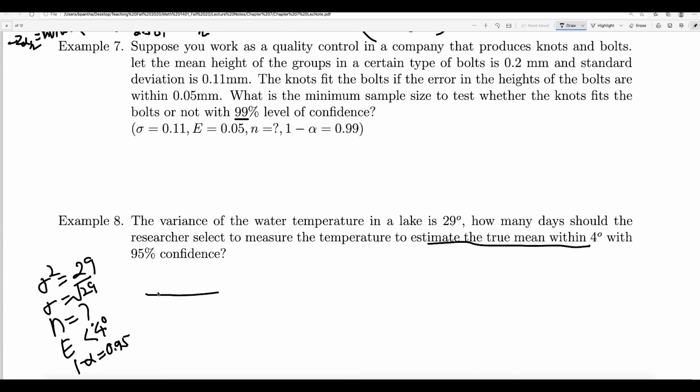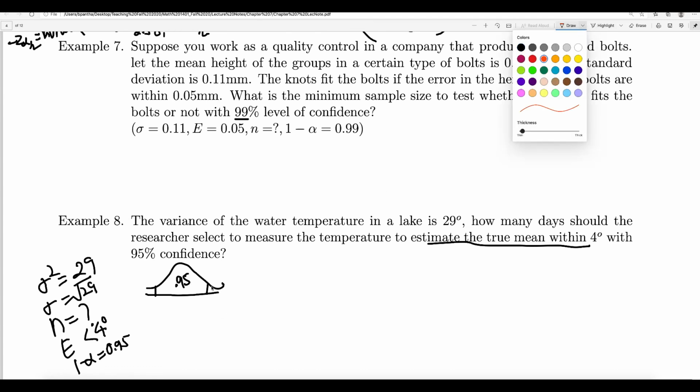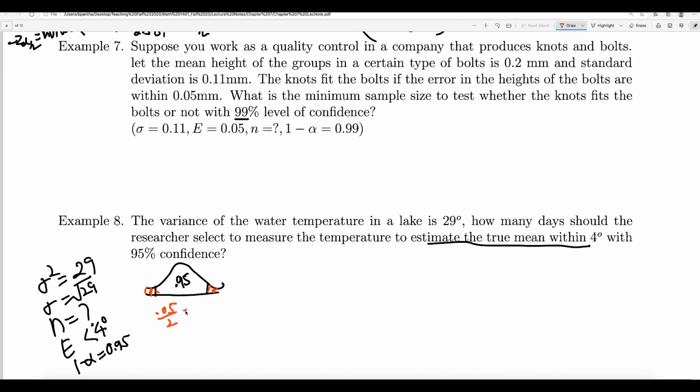Let us find the G alpha half first. The middle area is 0.95 because the confidence interval is always in the middle. So what is the outside area then? This area plus this area will be 0.05, that is 5%. If you divide, you will get 0.025. So this is negative G alpha half, and this is positive G alpha half.